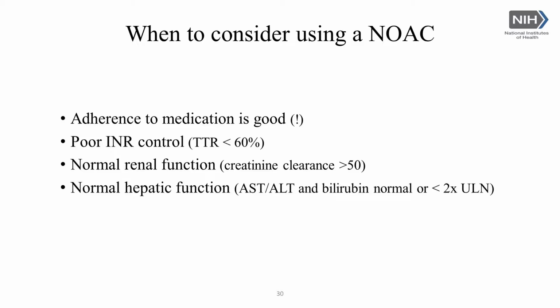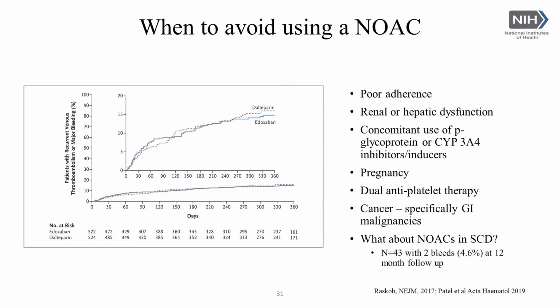When would you avoid using any of these agents? There I would say poor adherence, renal or hepatic dysfunction, concomitant use of a P-glycoprotein or a CYP3A4 inhibitor, pregnancy, dual antiplatelet therapy, and if you have a cancer, specifically a GI malignancy or an increased risk of bleeding. In sickle cell disease patients, 43 patients have used NOACs, and there have been only 2 bleeds, which is about 4.6% at 12 months follow-up. So I think relatively safe.